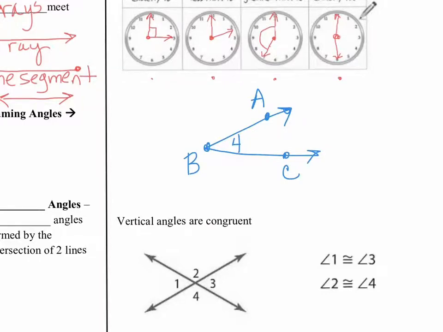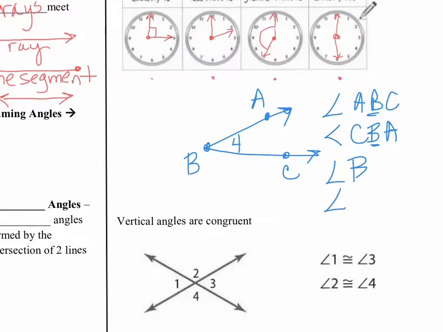You can name it with the alphabetical letters going in alphabetical order. Angle A, B, C. Or you can go backwards, C, B, A. That's two ways to call the angle. Or you can call an angle by its vertex, which in this case is the B. That's the letter that fell in the middle on the ABC and CBA. And the last one is if there is a number associated with it, you can call it angle 4. So there are 4 ways to name angles.